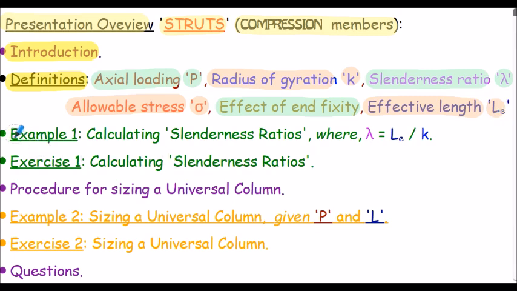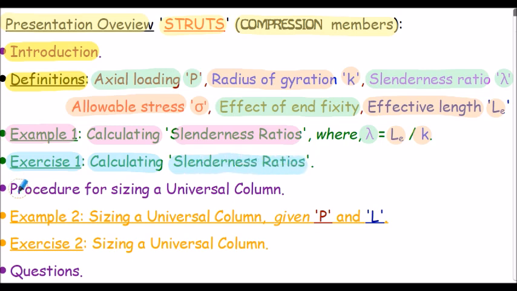We consider example 1, where we calculate slenderness ratios of two different struts, where the slenderness ratio, symbol lambda, is defined as the effective length divided by the least radius of gyration. We then consider exercise 1, which requires us to calculate the slenderness ratios of various struts, given specified parameters.